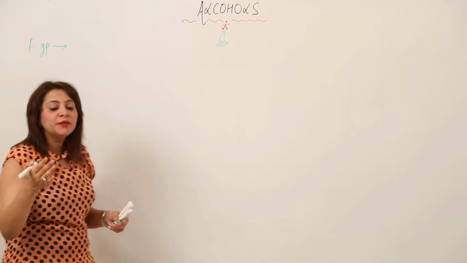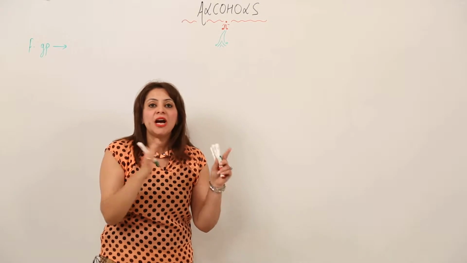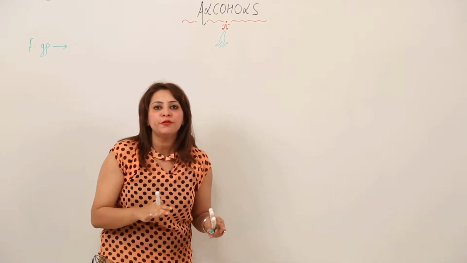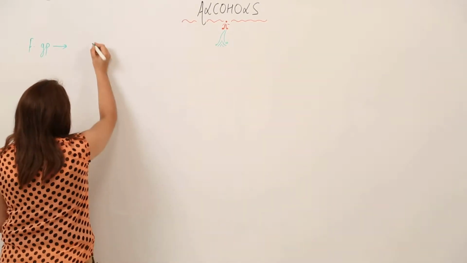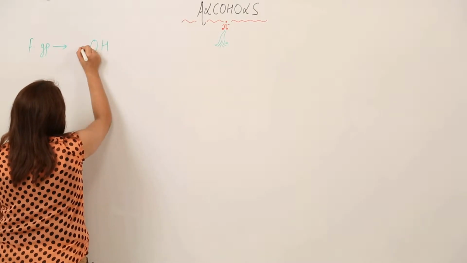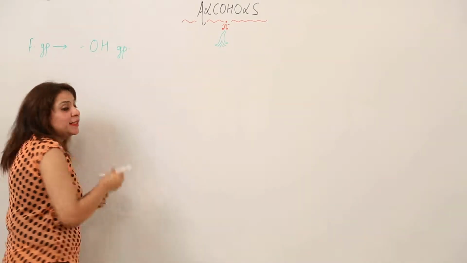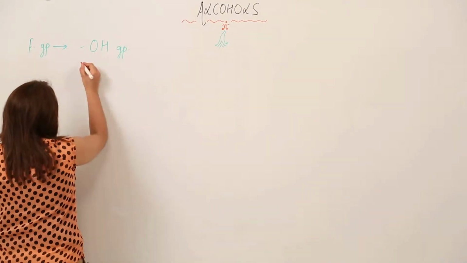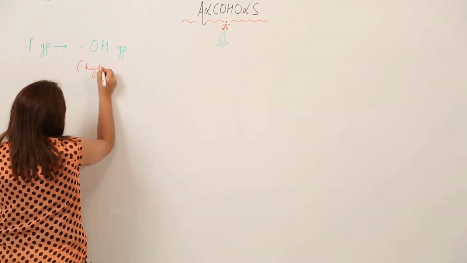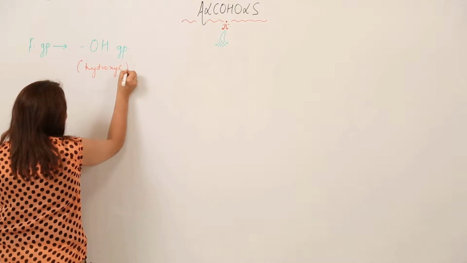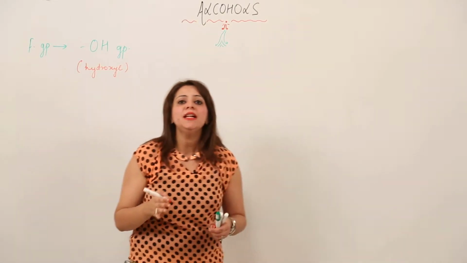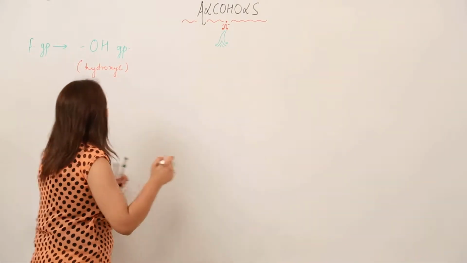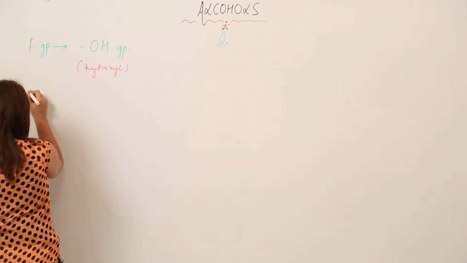As we did in the tabulated chart which I told you, the alcohol functional group is the OH group. What is the name given to this OH group? The name given to this OH group is hydroxyl group.